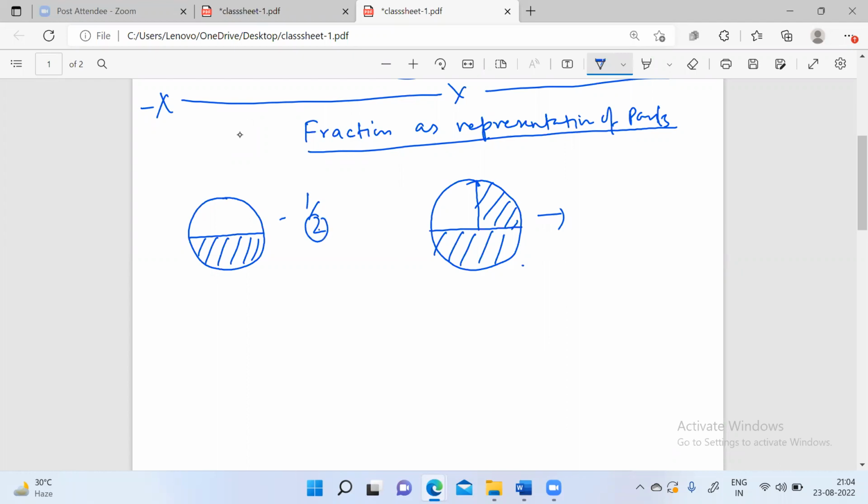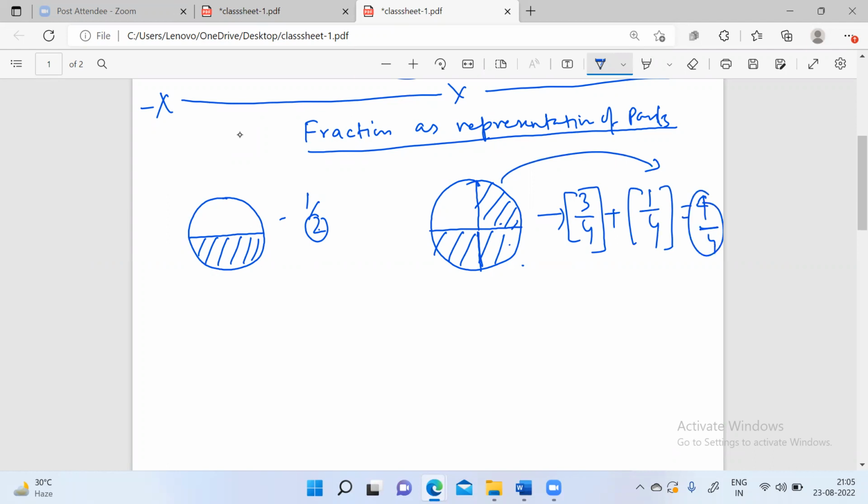So similarly, if we make equal parts, then I have to divide this into 2 parts. Now we have 4 equal parts, out of which 3 are dark. So 3 by 4 is the dark, and in this case, what is the left part? 1 by 4, and it will always add up to 4 by 4, which is 1.